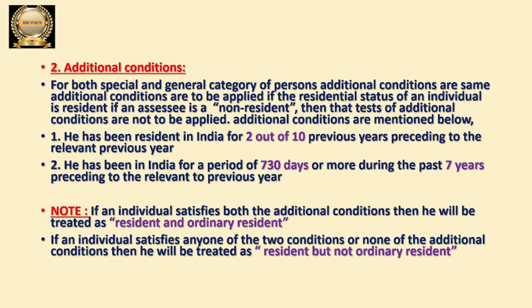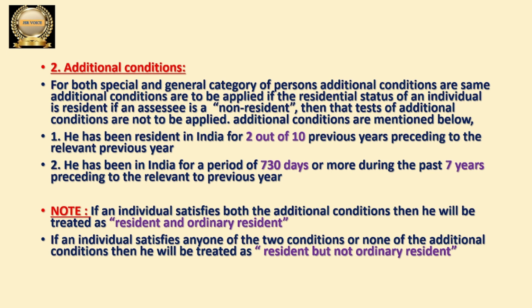That is first condition. Next, second one is he has been in India for a period of 730 days or more during the past 7 years preceding to the relevant previous year. So again here, what is the second rule? We have previous year, that is 2023 and 24. Before the previous year, preceding the previous year, there will be 7 years period. So out of 7 years, assessee individual has to stay in India for 730 days out of 7 years period, which is preceding the relevant previous year. Okay, so this is the second condition.